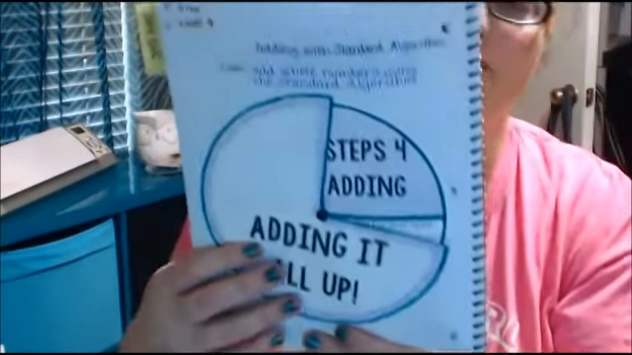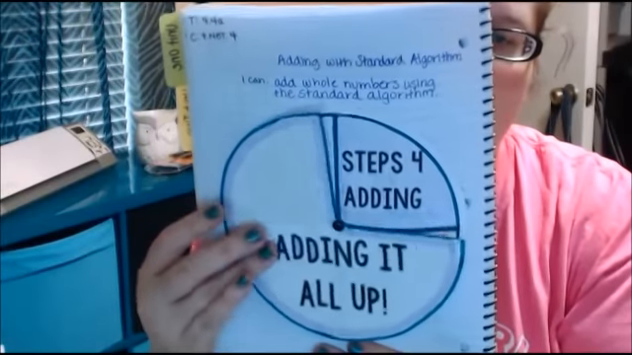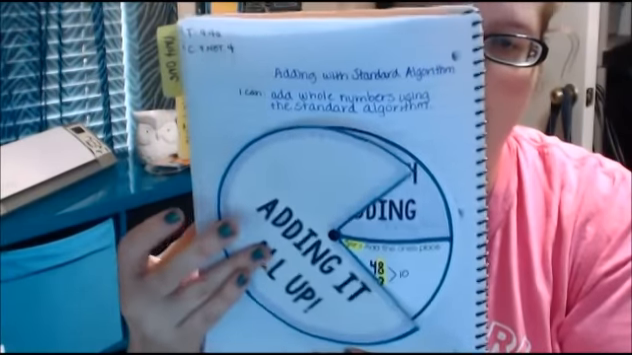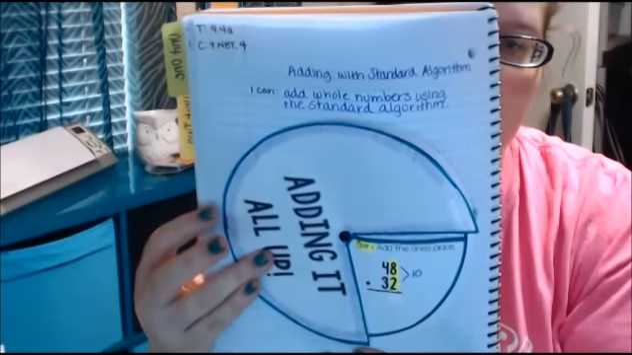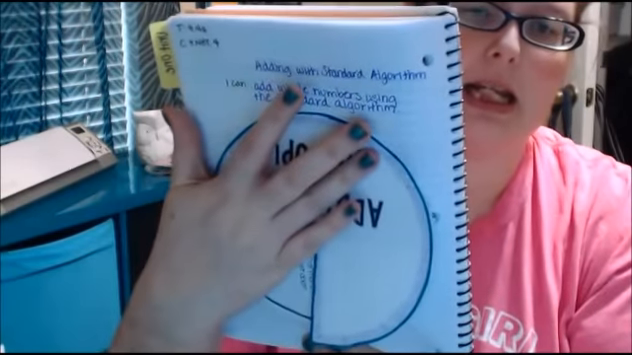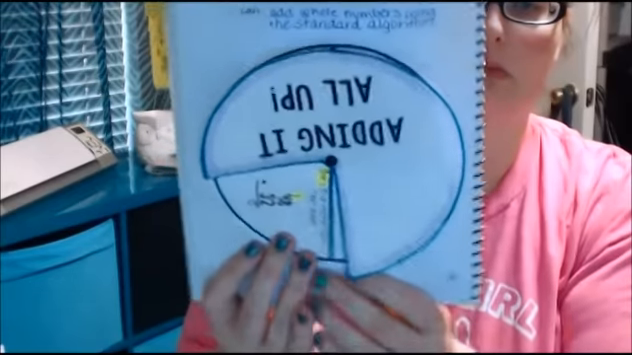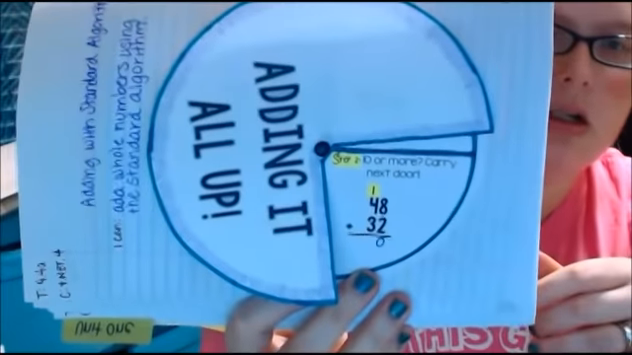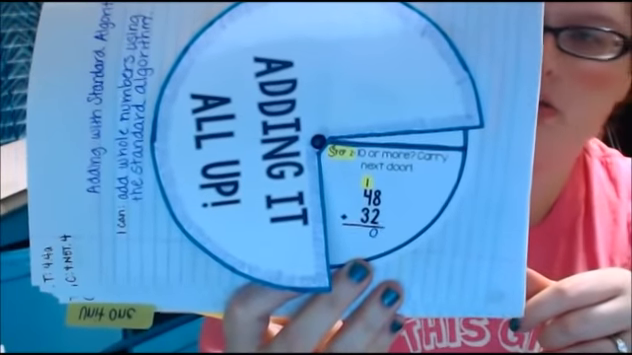This next page is adding with the standard algorithm. I love this little wheel. So it's the steps for adding, and it's breaking it down step by step. First, you add the ones place, and that's all I did on that wheel. Then the second thing is 10 or more, carry next door. All I did.